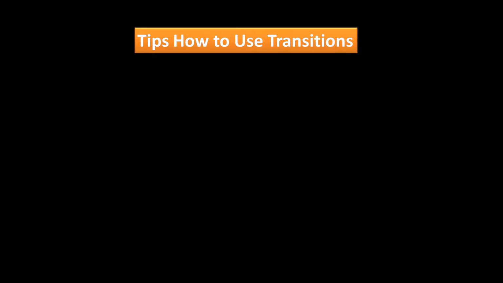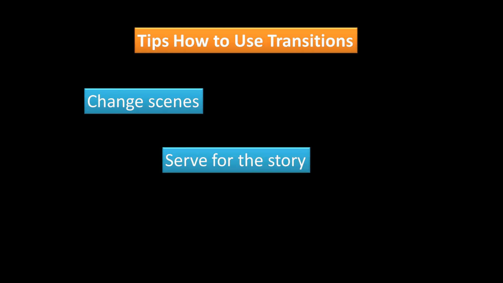Video transitions are post-production techniques, used in film or video editing, to connect one clip to another. There are 3 basic tips on how to use transitions. Firstly, during changing scenes, the changes need to be smooth, to make the audience feel comfortable. Secondly, transitions should serve the story.